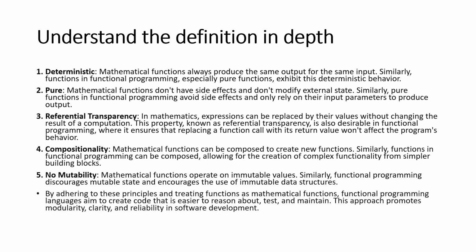So by adhering to these principles, treating functions as mathematical functions, functional programming languages aim to create code that is easier to reason about. Easier to reason about means nothing but easy to understand and predict what is happening, and test and maintain. So due to these reasons, we are adopting functional programming. This approach promotes modularity, clarity, reliability in software development. So this is what we need to understand in the definition in depth.